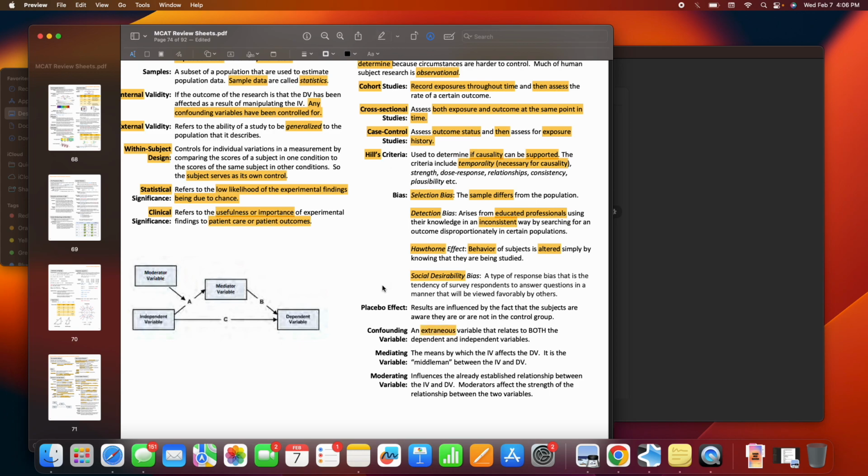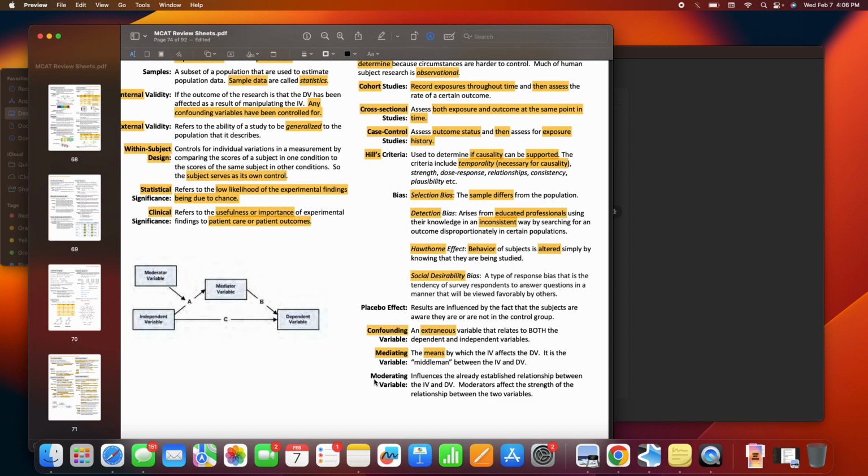So confounding is extraneous. Is it the mediator or moderator? Mediating is the means by which the IV affects the DV. So how does the independent variable control the dependent variable? It is the middleman between the IV and DV.